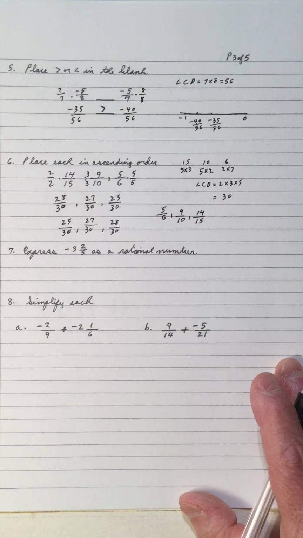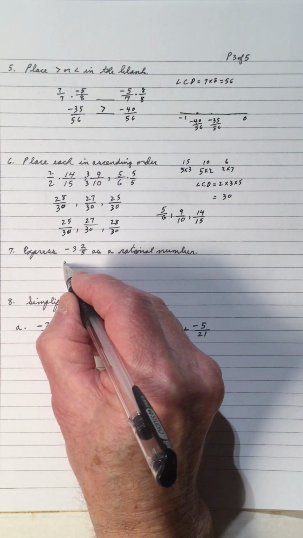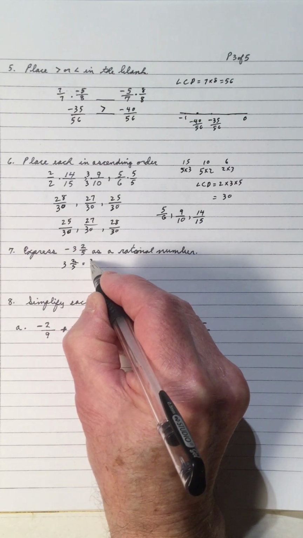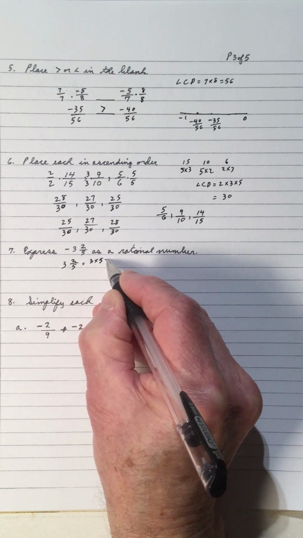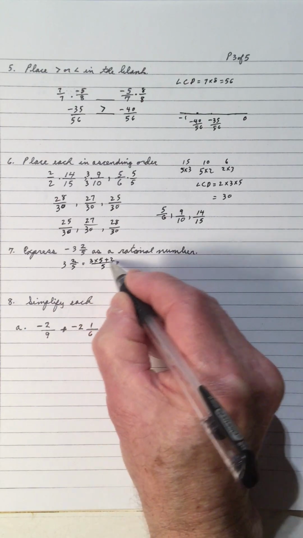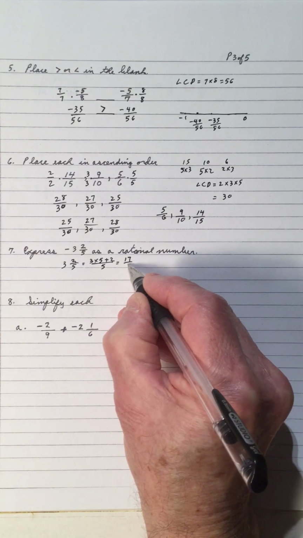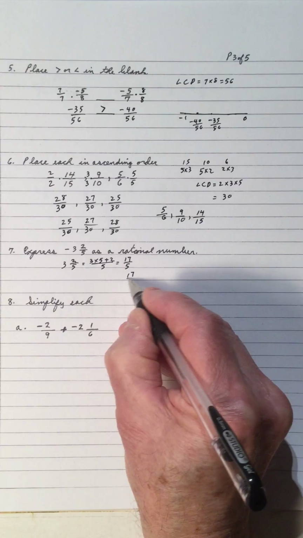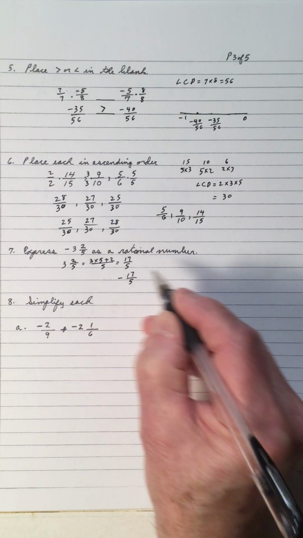Number 7, express negative 3 and 2/5 as a rational number. Well, 3 and 2/5 is the same as 3 times 5 plus 2 over 5. So 15 plus 2 is 17 over 5. So that's 17 over 5, but it's negative.